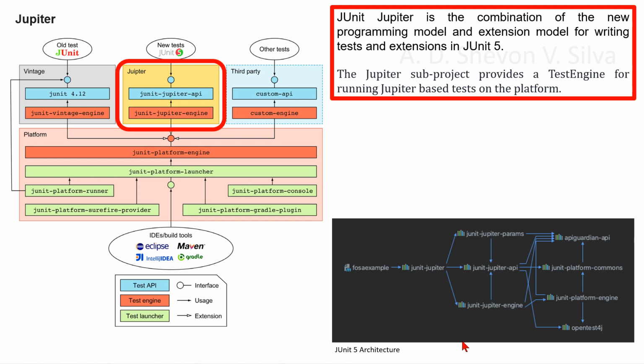JUnit Platform: the platform module is the essential module that runs the tests on the JVM. JUnit Jupiter: the Jupiter module provides programmers a new combination of programming model and execution model for writing tests on JUnit 5. JUnit Vintage: the Vintage module allows running tests from older versions, JUnit 3 and JUnit 4, on the platform.